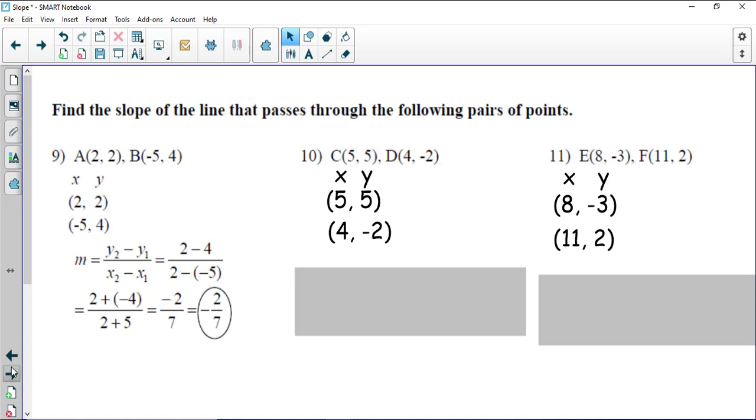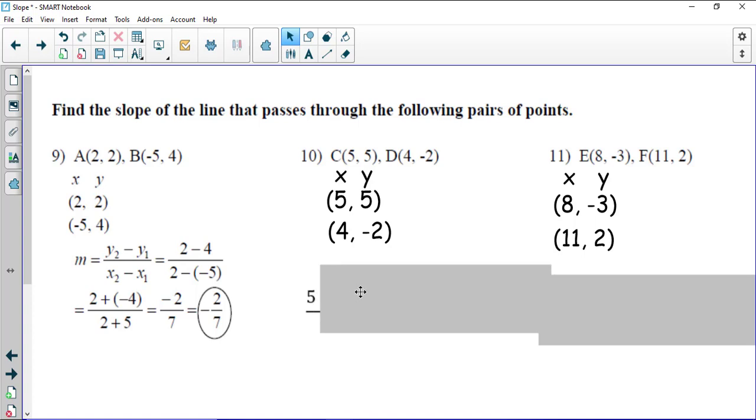All right, let's take a look at finding the slope of a line that passes through 2 points. So usually what I'll do is I'll list those points vertically. So (5, 5) and (4, -2). We don't need the C and the D there at all. That's just a way to name the points. Now keep in mind we want to subtract the Y's and put that on the top. And we can do that in any order.